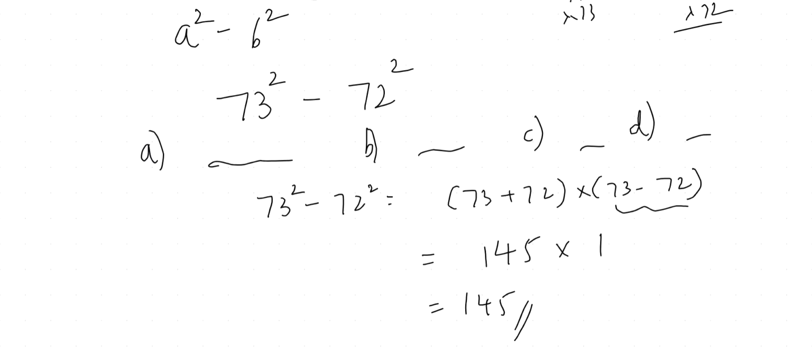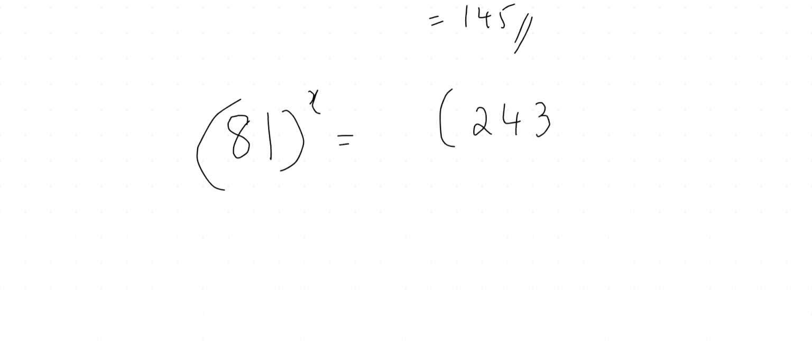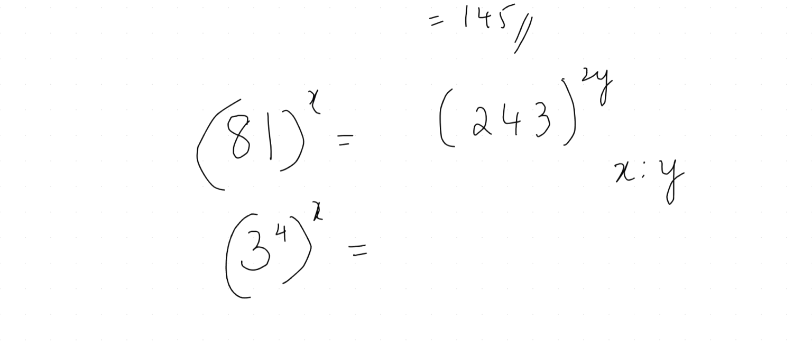So another typical question can be 81 to the power of x is equal to, let's say, 243 to the power of 2y, for example. I cannot find what is x and what is y, but of course, I can ask you what is the ratio of x to y. So we need to reduce everything to a common base. We know that 81 is 3 to the power of 4, and we know that 243 is 3 to the power of 5. And we have 2y here.